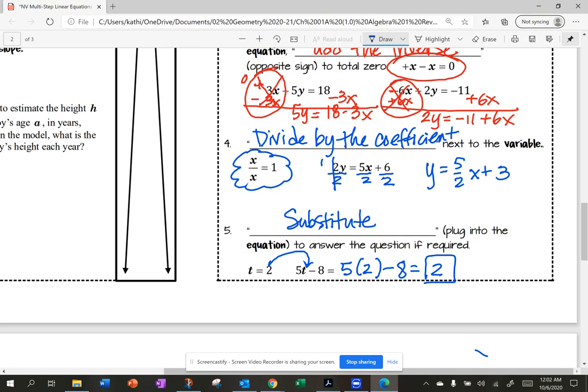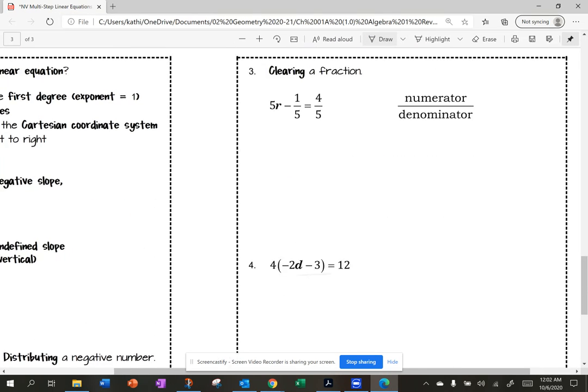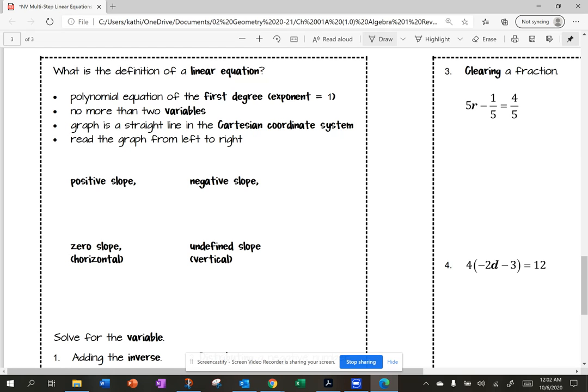All right, let's do a couple examples inside. So we're talking about linear equations right now. A linear equation is a polynomial of the first degree. So my exponent equals 1. I have no more than 2 variables. The graph is a straight line on the Cartesian coordinate system, and I read the graph from left to right.